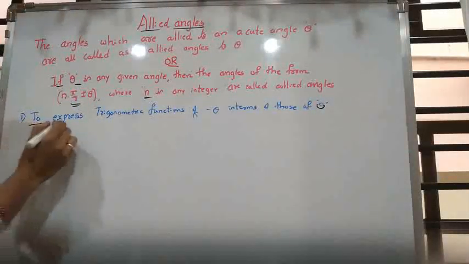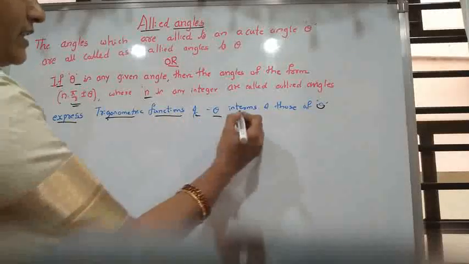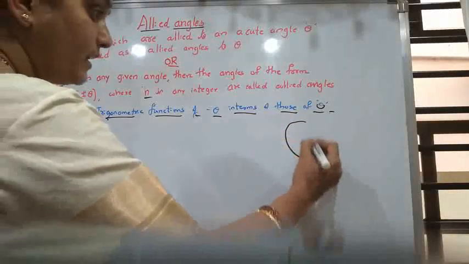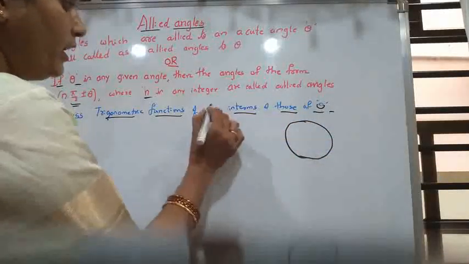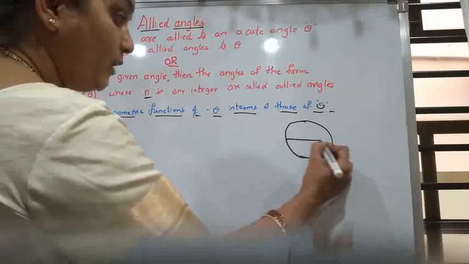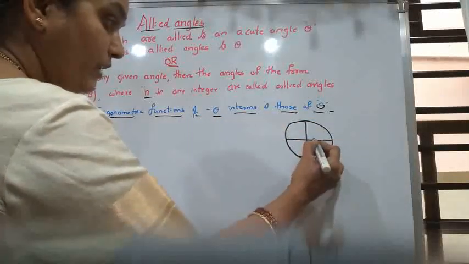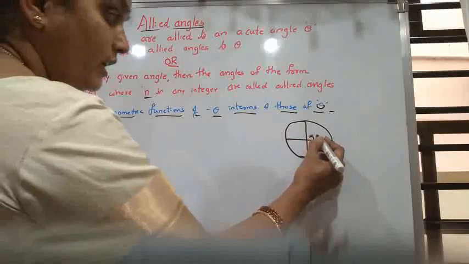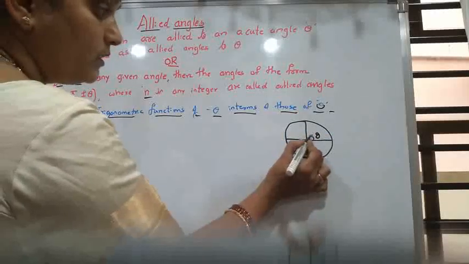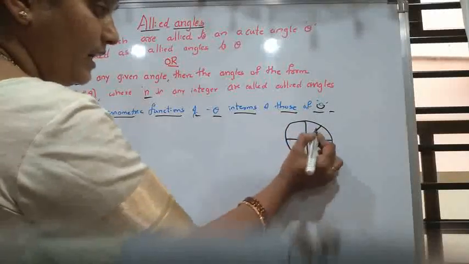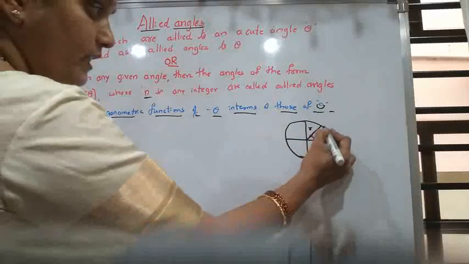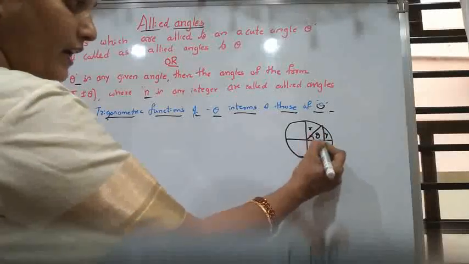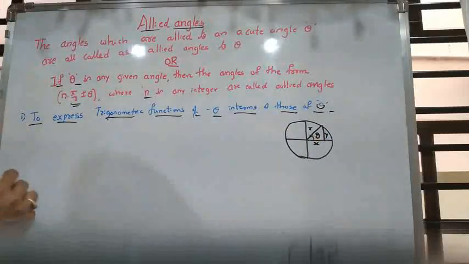First, to express trigonometric functions of minus theta in terms of those of theta. For this we will consider a circle. Trigonometric ratio of minus theta with respect to theta means, if the angle is measured in the anticlockwise direction, it will be positive. Let it be theta. Then this is the radius of that circle and it becomes the hypotenuse. For this theta, if I draw a perpendicular, this line will be the opposite side and this up to this is the adjacent side.